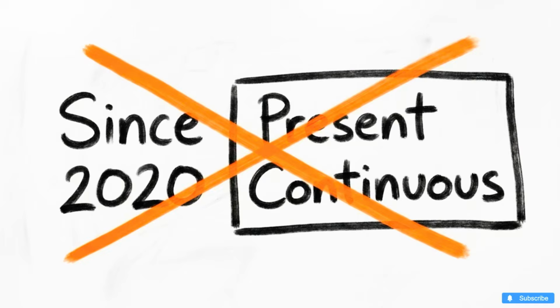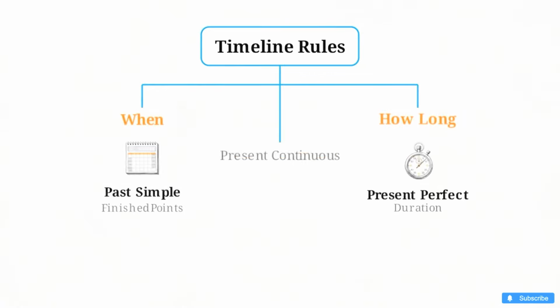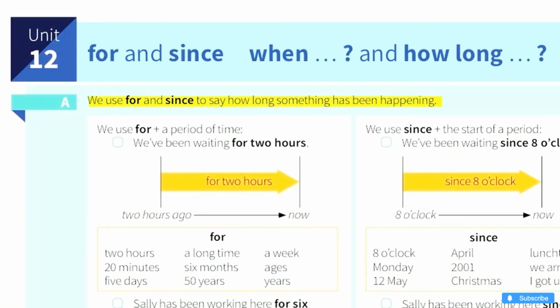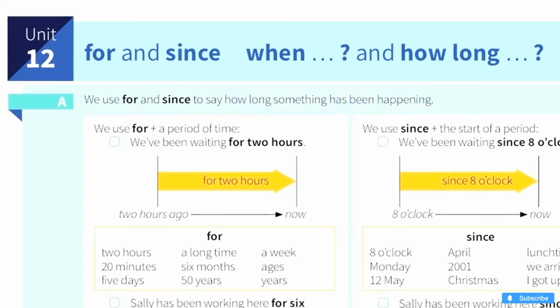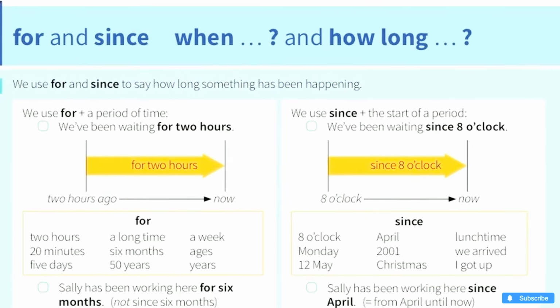Listen to this sentence. I am living here since 2020. If that sounds slightly off to you, your instincts are correct. Today, we're going to map out the rules needed to fix it. Both for and since describe actions that began in the past and continue into the present. This baseline rule is what connects them, but their specific functions are very different.